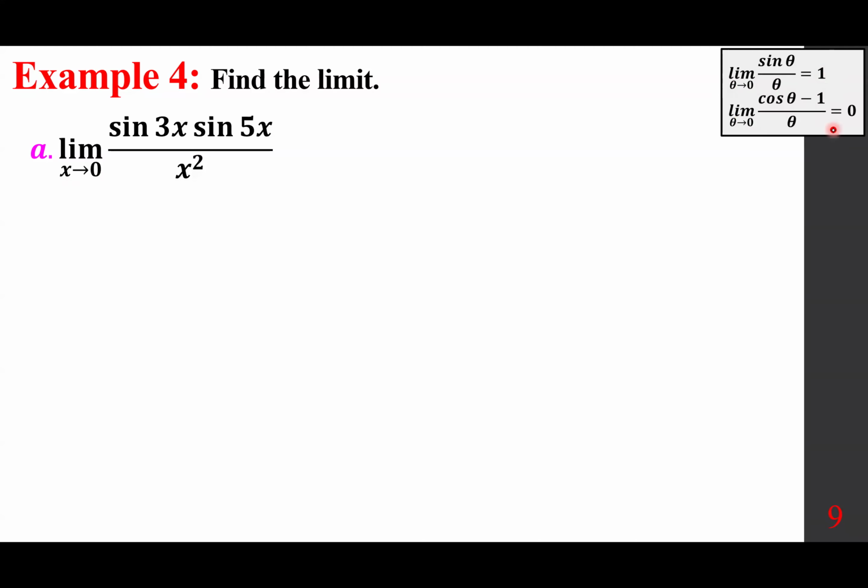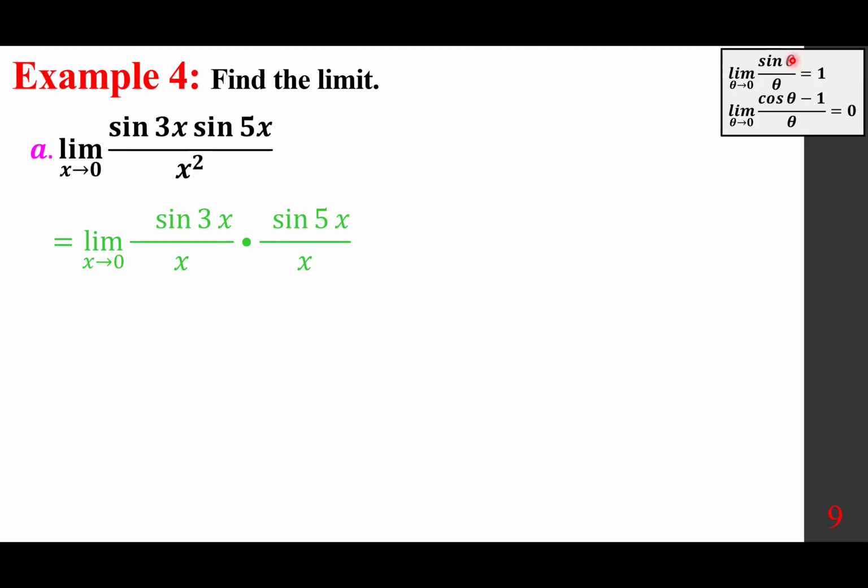So what is the methodology? The methodology is to make sure this looks like one of those. In the numerator, we have sine, we have two of them. So we're going to cut it into two pieces. Sine of this times sine of that. And in the denominator, we're going to call it x and x. In other words, we have the limit as x approaches 0 of sine of 3x over x times sine of 5x over x.